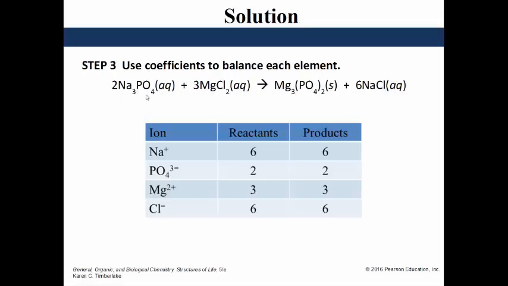All right, for the PO4, there are now 2 groups of those on this side, because this 2 is applicable to both components of this compound. So 2 over here on the left-hand side goes with the 2 that was already here on the right-hand side, so they're now balanced. You add the 3 in front of magnesium, so that equals 3 on this side. And the 3 that were already on this side, so now they're balanced. For chlorine, 3 times the subscript of 2 gives you 6, and it goes along with the 6 that you just added over here for sodium, so now they're balanced.